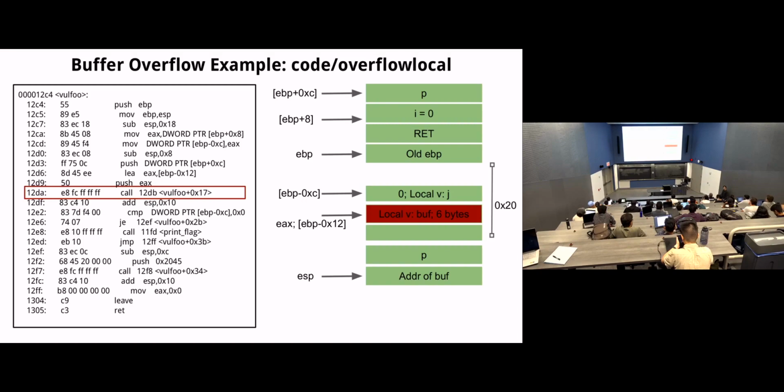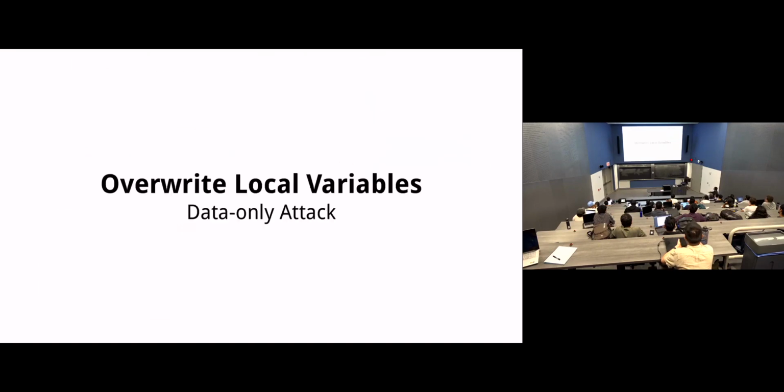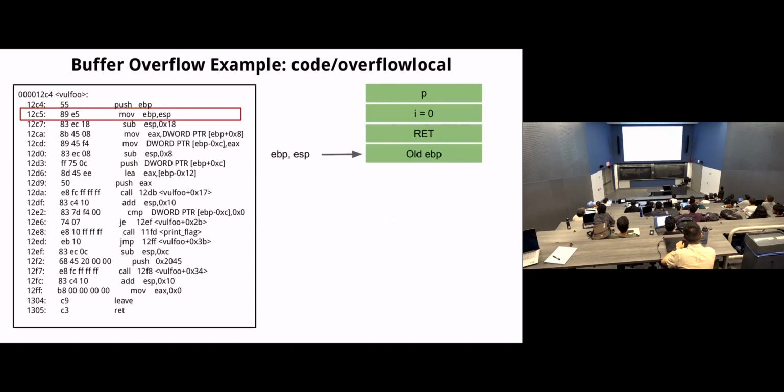What if your input is bigger than 6 bytes? What will happen? It will overwrite the local variable j, right? It overwrites this one, and when it does, j's value will be changed. And if you go back to the source code, when j's value is changed, it's not 0 anymore. It's going to print the flag for us, right? That's the logic. That's the vulnerability here.